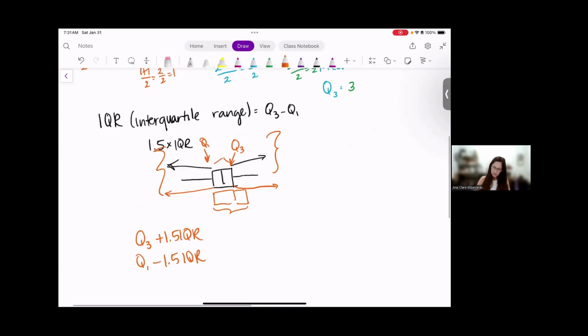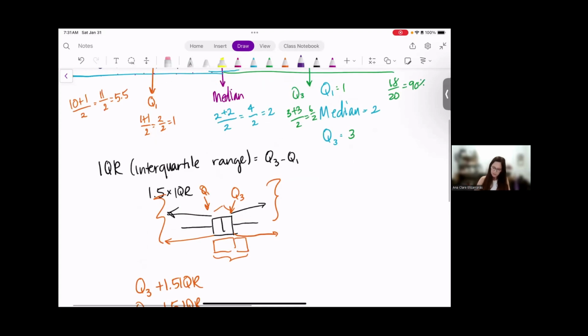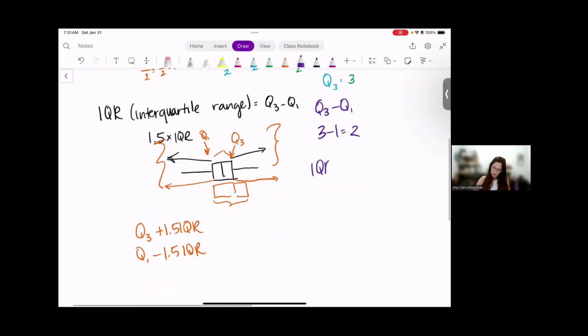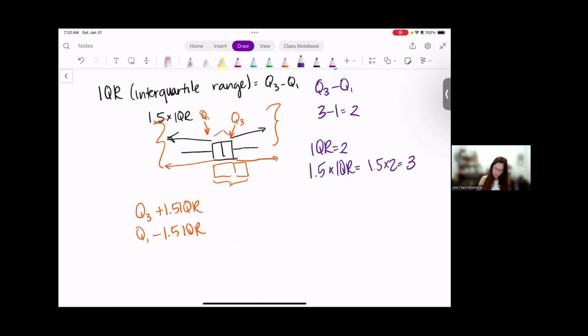So our interquartile range was Q3 minus Q1, or 3 minus 1, which is 2. So the IQR was 2. I'm going to multiply that by 1.5. So 1.5 times the IQR is 1.5 times 2, which is 3. And then I'm going to take that 3 and I'm going to add that to the upper quartile.